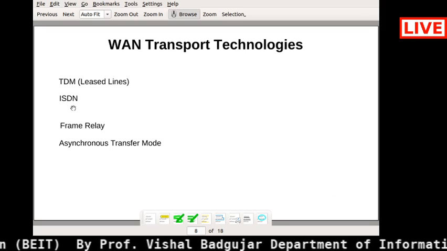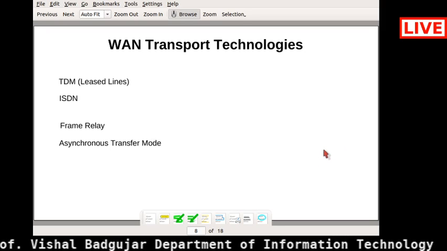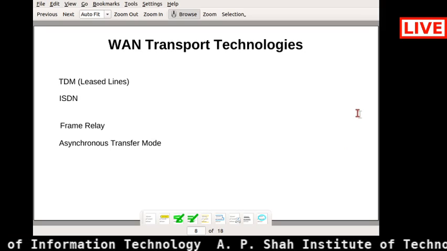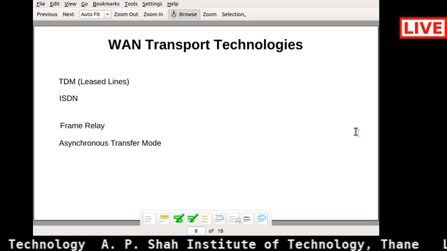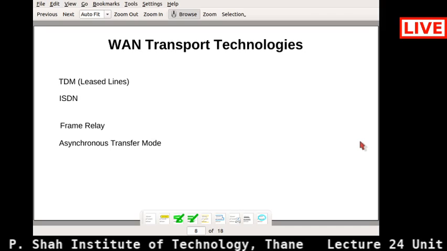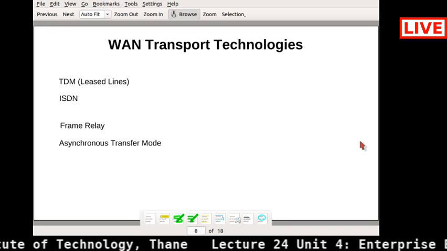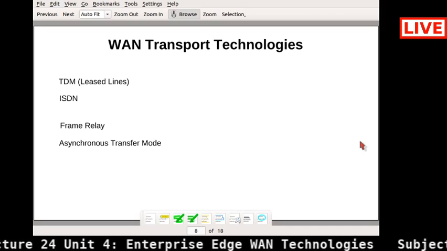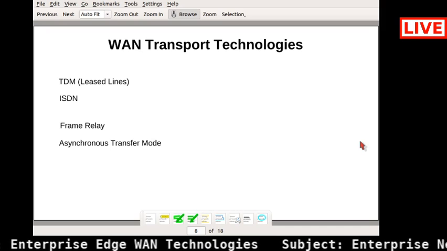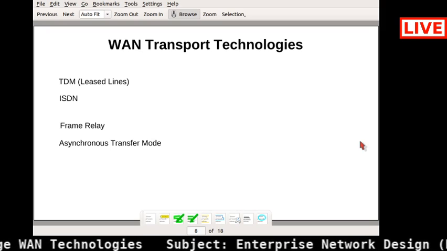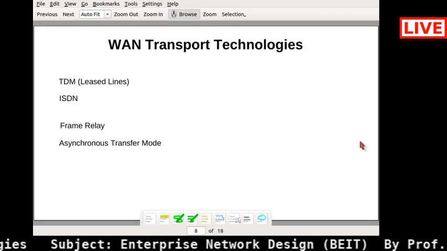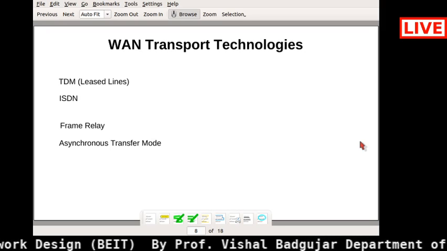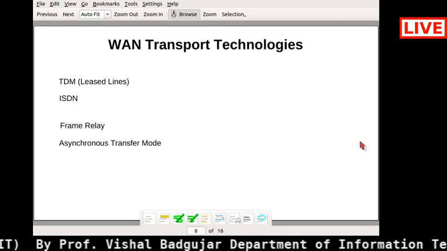Then the next one is ISDN. We already discussed ISDN previously. It is nothing but a digital phone connection, available for communication since very long. It is a very old one. This system allows both voice and data to be transmitted simultaneously over the world. It gives you end-to-end digital connectivity as well.